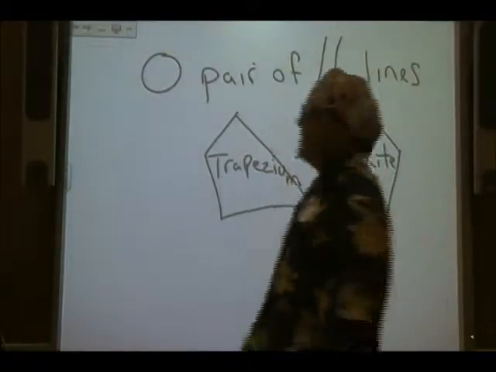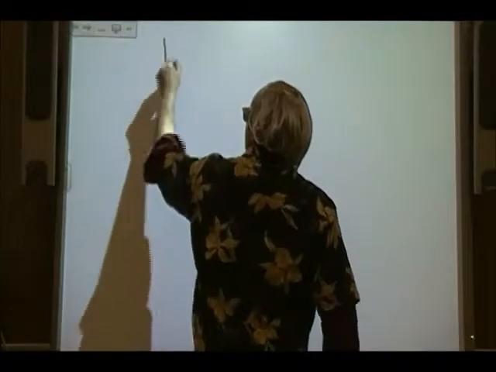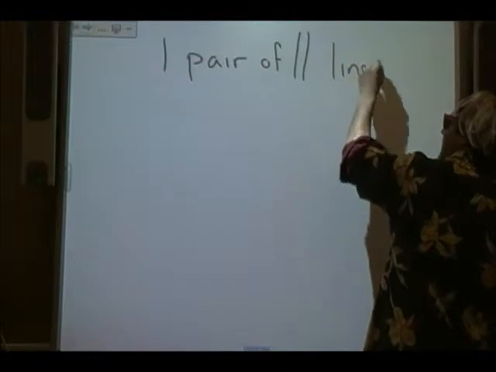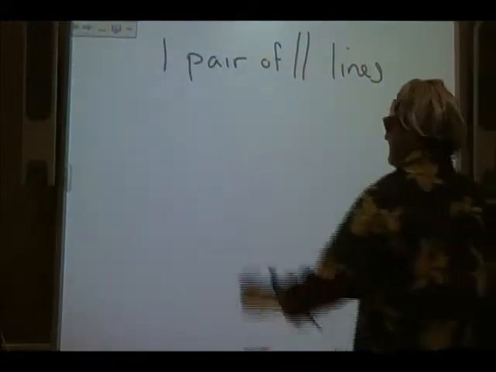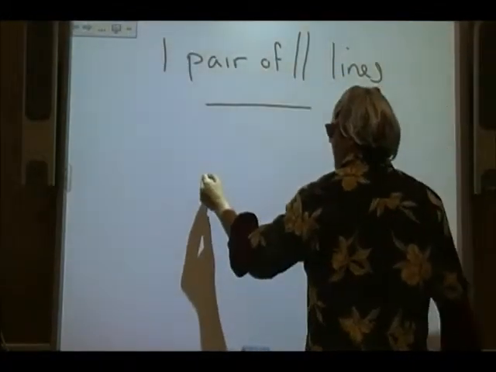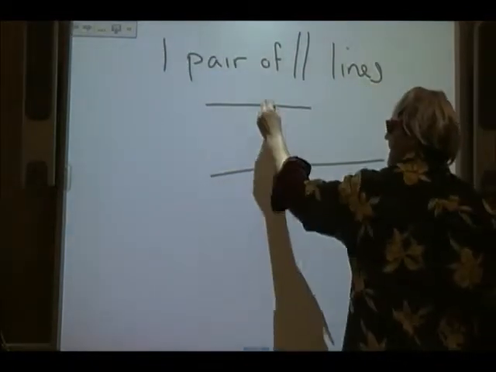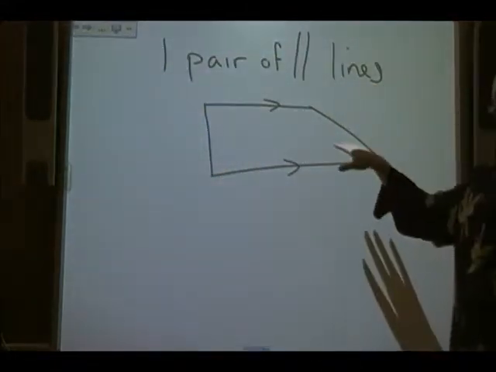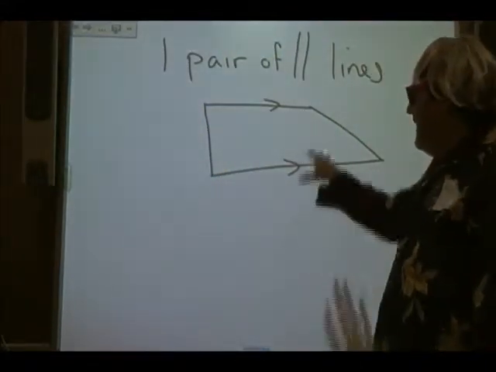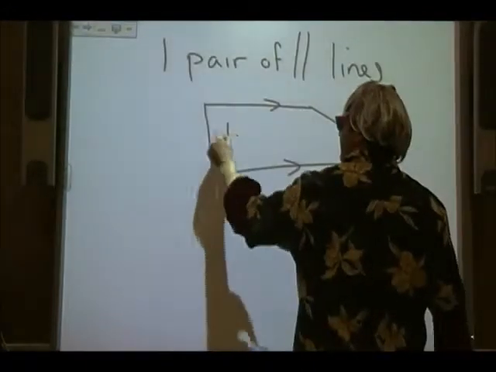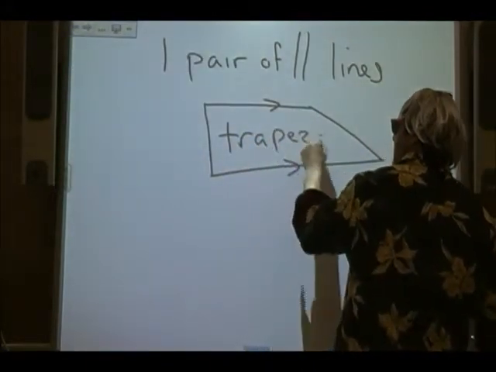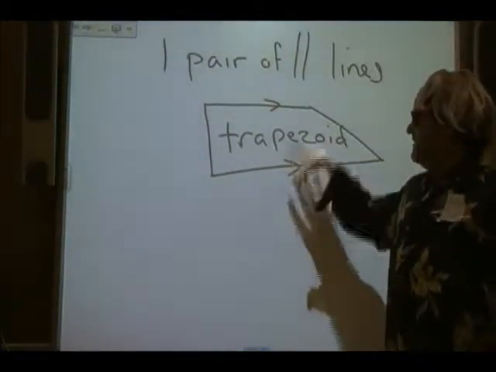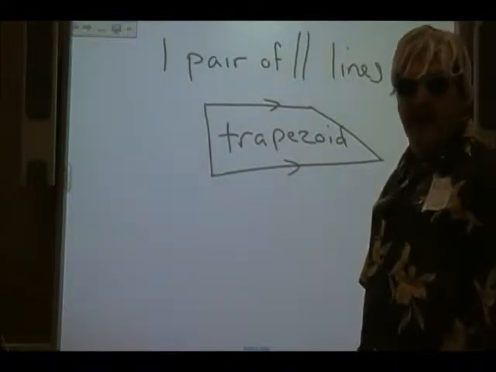Now let's do one pair of parallel lines. One pair will make these lines parallel. Connect this here. This one is one pair, and it also starts with a T. It's called a trapezoid. That is with only one pair of parallel lines.